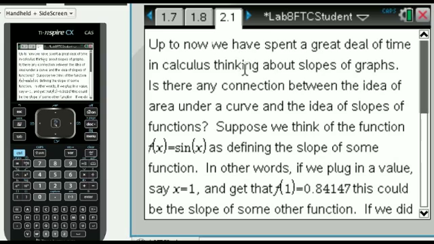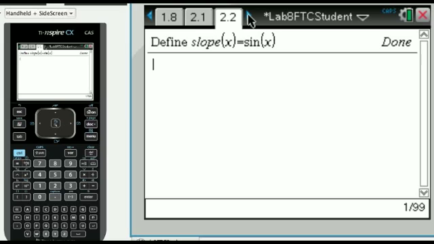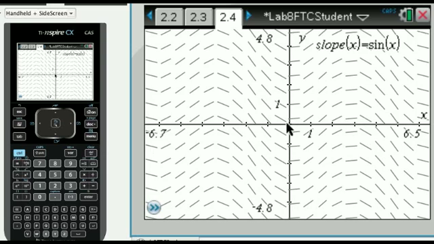Then they're moved into a second part of the lab where they're going to look at the connection with slopes and slope fields. So here they're asked to consider a situation where a function defines the slope of a previous function. And what would that look like? So they're allowed to define a function, we're calling it slope of x, to be anything they want. In this case we're going to start with sine of x. And then they're going to plot a slope field. So now this generates a field where each of these line segments represents the slope of some other function.